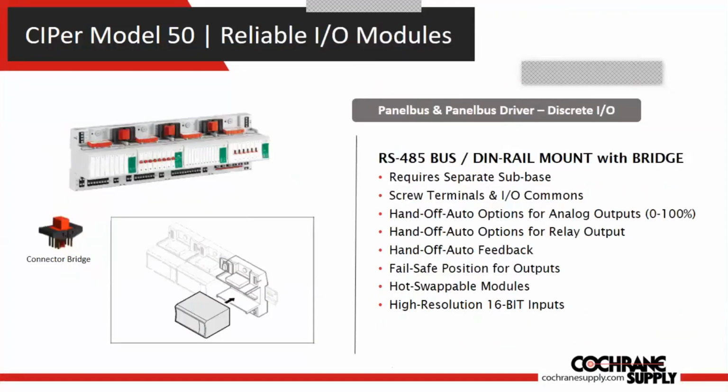All right, some of you are probably familiar with the panel bus I/O modules. This is just a pictorial representation of the panel bus physical modules themselves, as well as the driver. It does provide discrete I/O. It is an RS-485 serial communication bus. These are DIN rail mountable. You can connect them together with the connector bridge you can see in the diagram, so they can be linked together on a single DIN rail.